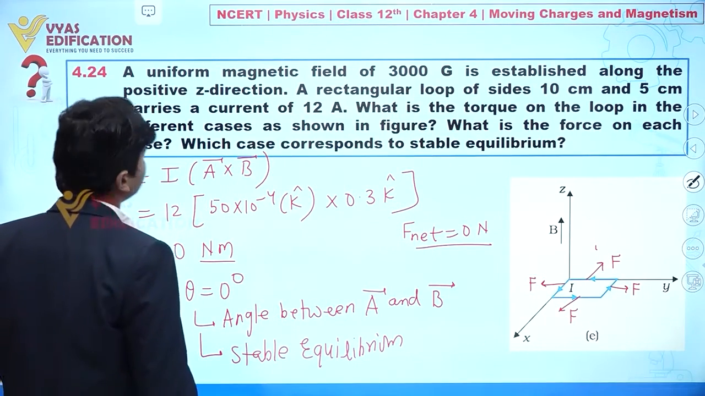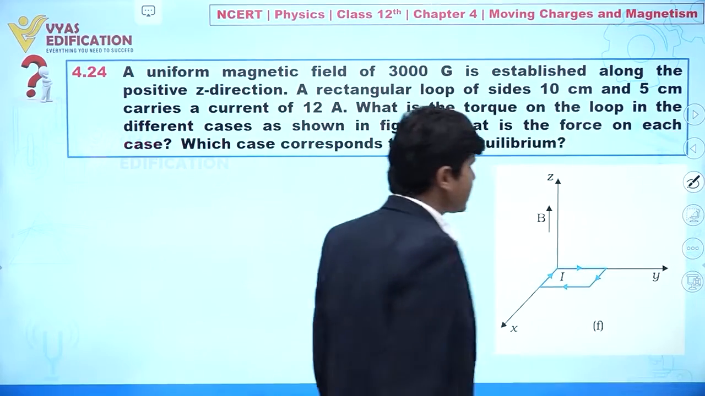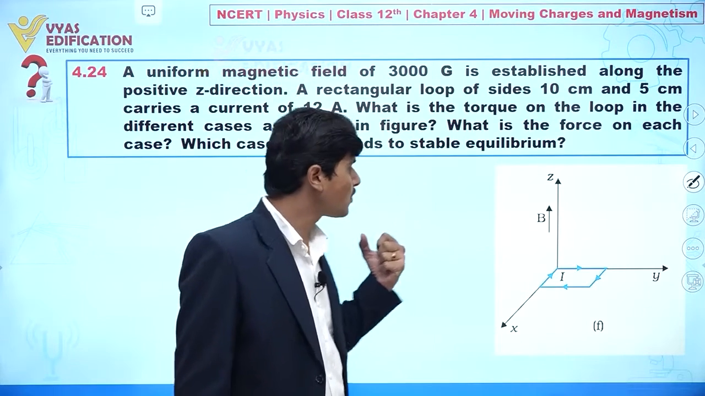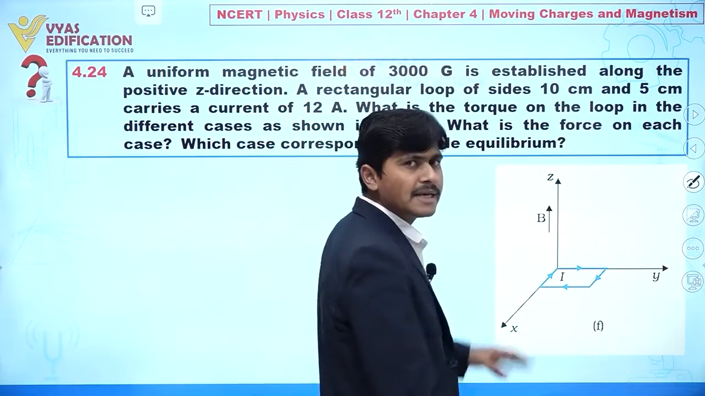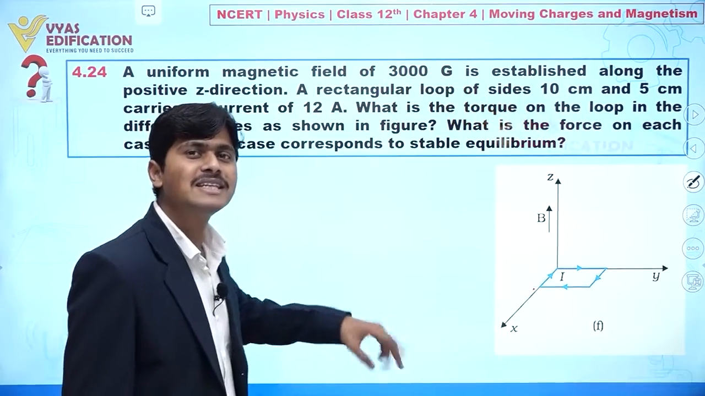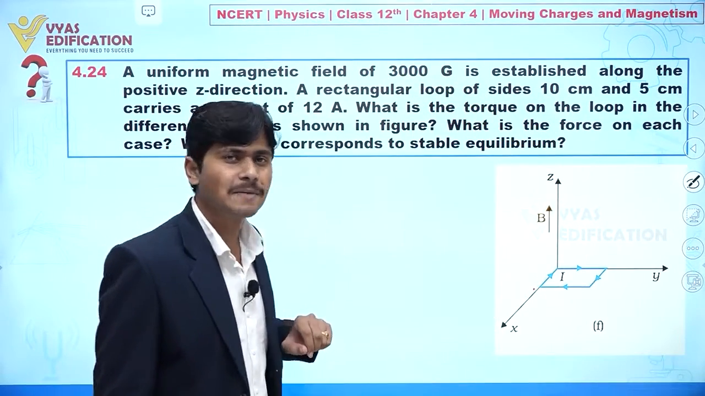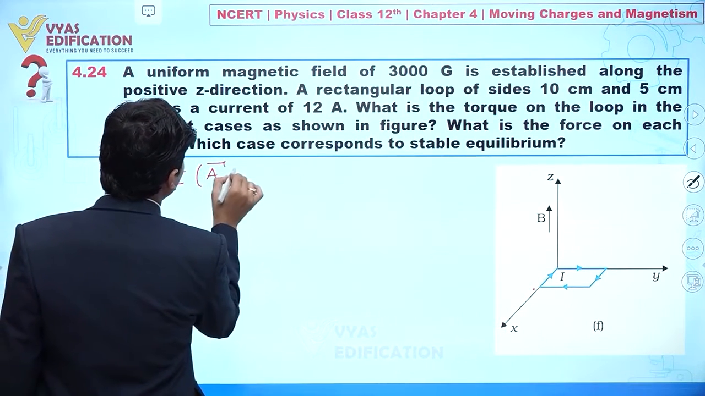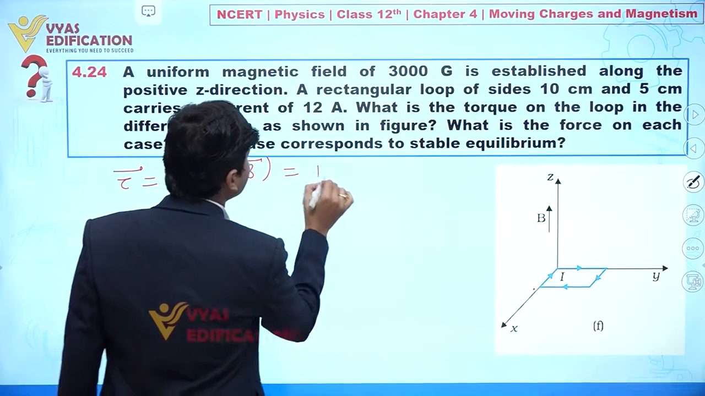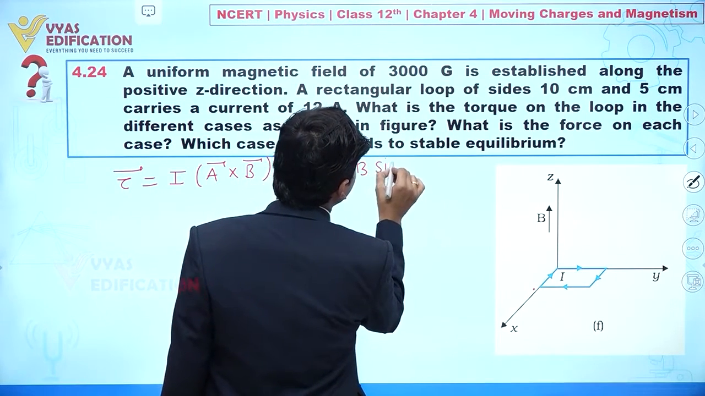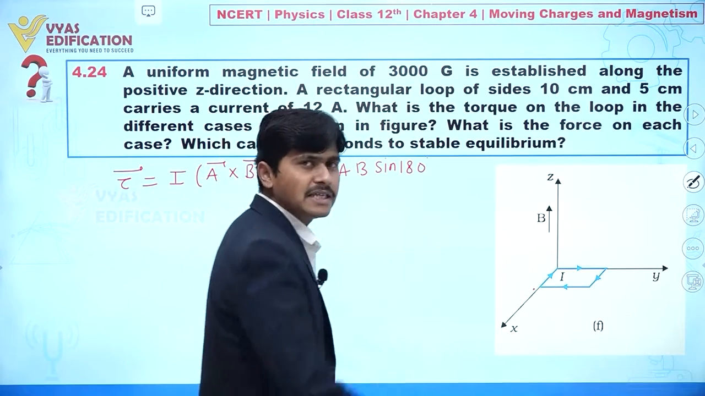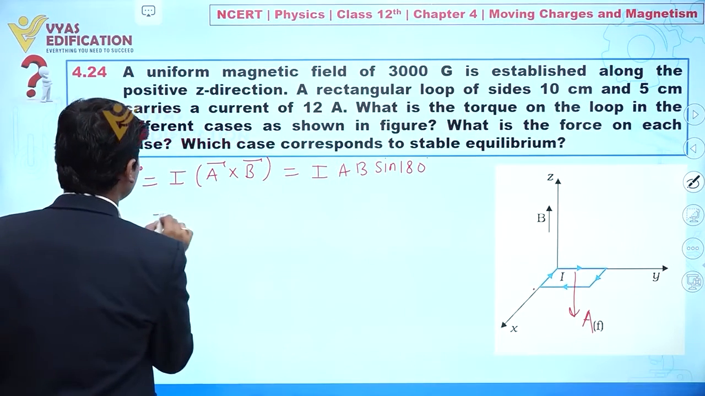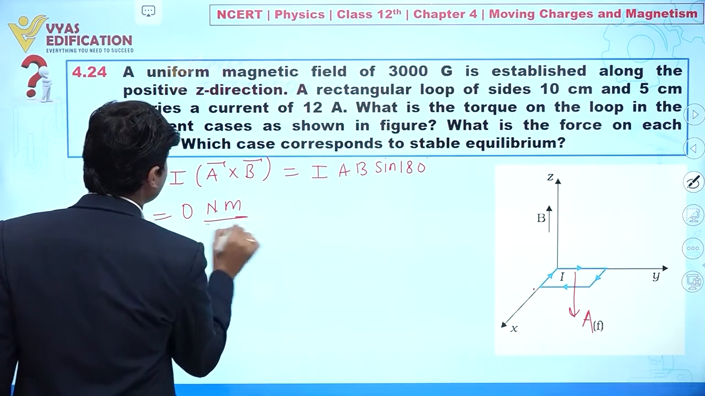Clear? Now we are going to discuss the last part, part number F. In this part, again we have to find the value of torque, but if we compare this diagram with the previous diagram, only the direction of current is changing, all other things are the same. So torque is given by I A cross B. So we have I A B times sine of 180. Why sine 180? B is acting in the upward direction, and the area vector will now be in the downward direction. Clear? So directly we have torque equal to 0.